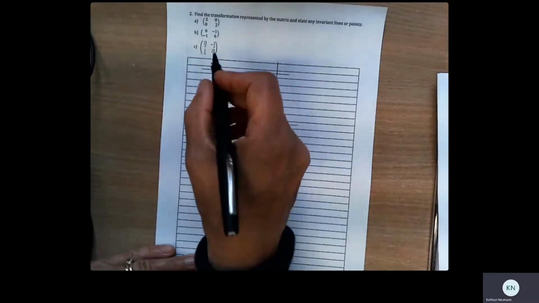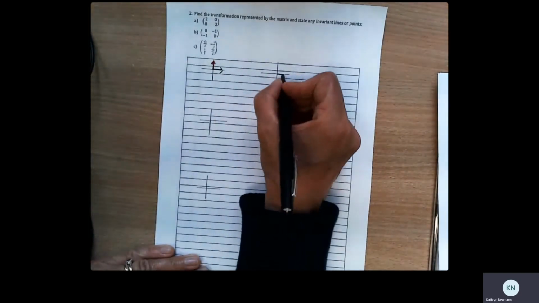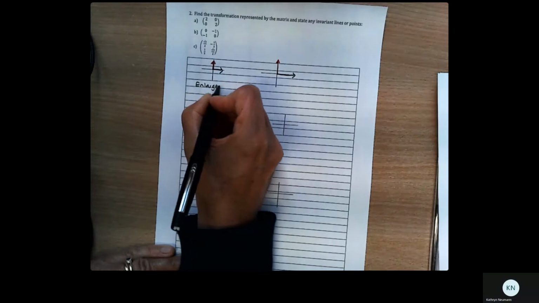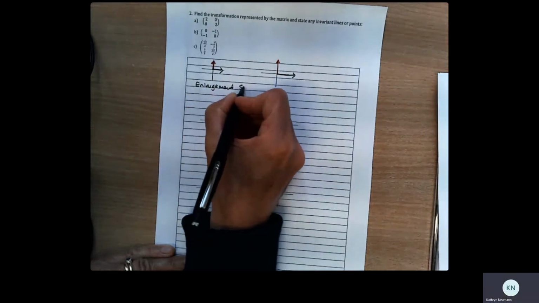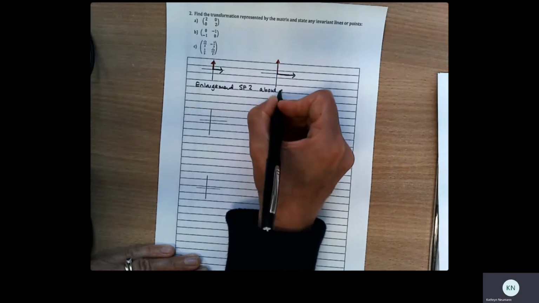We can see that 1, 0 maps to 2, 0. You don't need to multiply it out. You can just read it from the matrix. So that maps to 2, 0. And the red one, the j vector, if you like, maps to 0, 2. So you should be able to see that this is an enlargement, scale factor 2, about the origin.